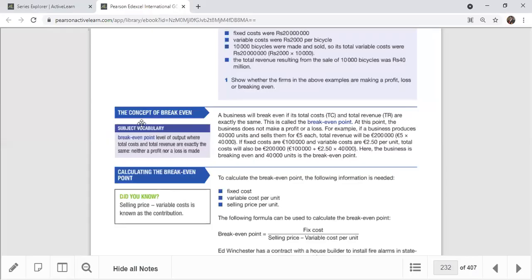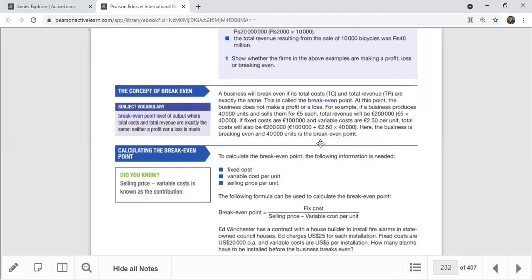Let's go to that. The break-even point is the level of output where the total cost and total revenue are exactly the same. Neither a profit nor a loss is made. So you can write down this one. Break-even point is a level of output where total cost and total revenue are exactly the same. Neither profit nor loss is made. Right, so that is in the break-even analysis.